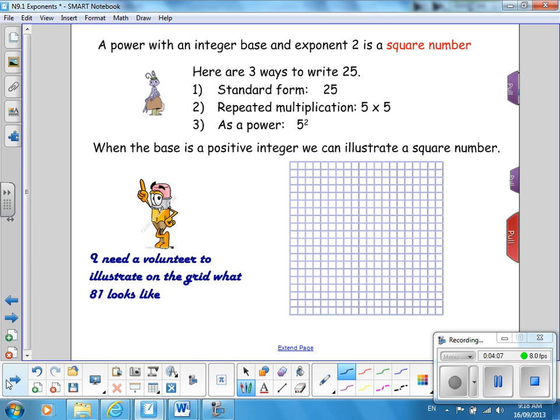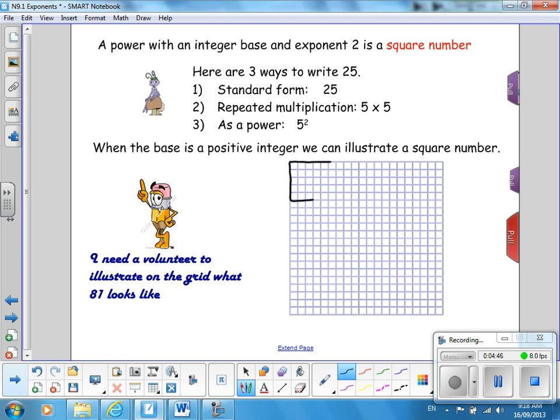Or we can write it in what we call repeated multiplication. So that's when you take the same number and you multiply it over and over until you get that standard form. 5 times 5 is 25. And because the 5 repeats, we can write it as a power. It repeated 2 times, so we say it's 5 to the exponent 2. So when the base is a positive integer, we can illustrate a square number. So if it's an integer with an exponent of 2, we can actually draw a square. And in this case, it's a square with side lengths of 5.